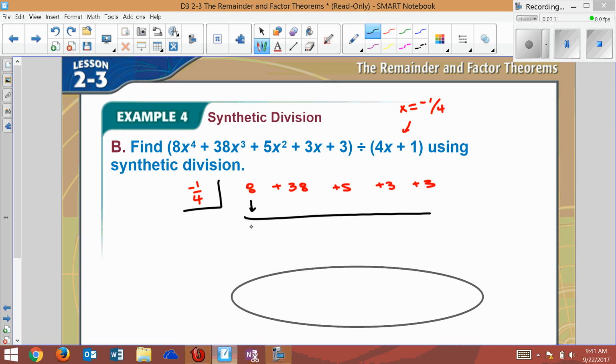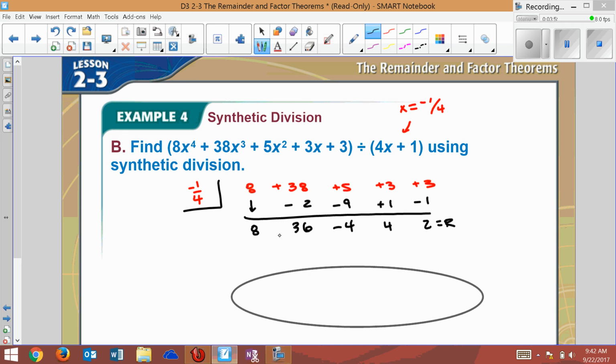This first term comes straight down. We get a value of 8. 8 times -1/4. Whoops, I'm sorry. 8 times -1/4 is the same thing as 8 divided by -4, which gives us -2. So -2 goes there. That gives us 36. 36 times -1/4, or 36 divided by -4, is -9. That gives us -4. -4 divided by -4 is +1, which gives us 4. 4 divided by -4 is -1. So we're left with 2 here. 2 is your remainder, and I'm just going to put an R there.